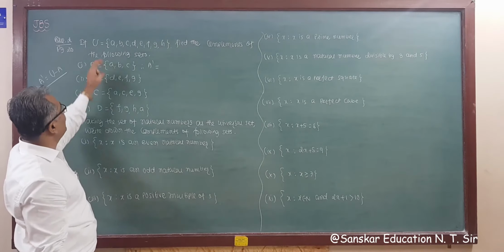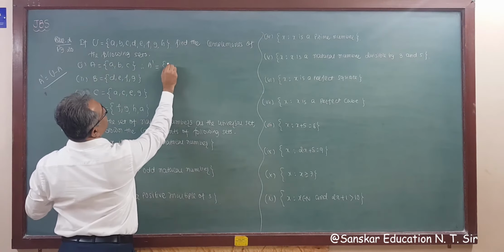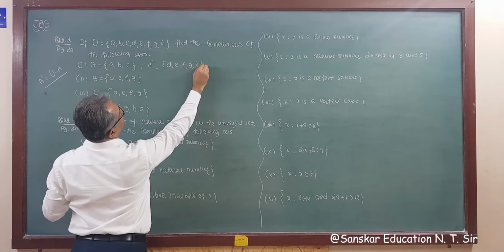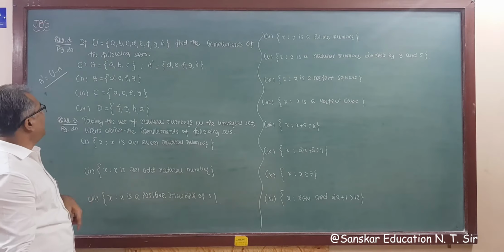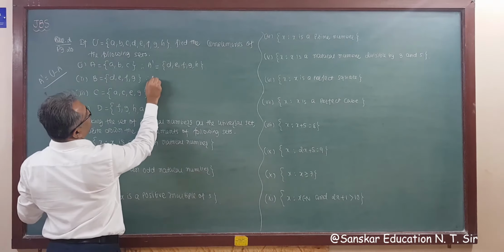So therefore your answer, A dash, I am writing directly here. A dash is equal to D, E, F, G, H. This is your answer. Then B. B is D, E, F, G. So B dash.